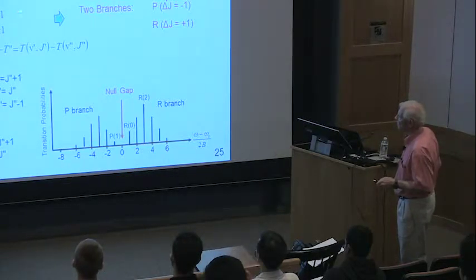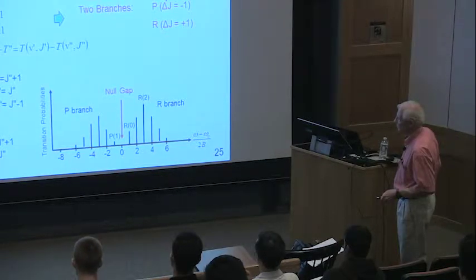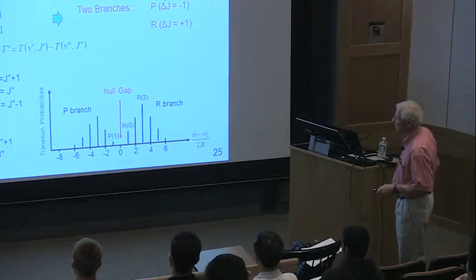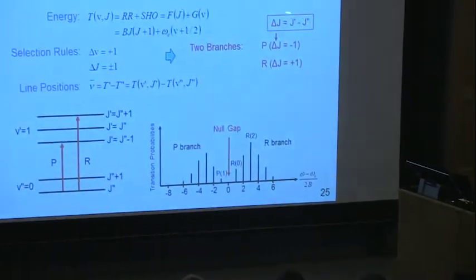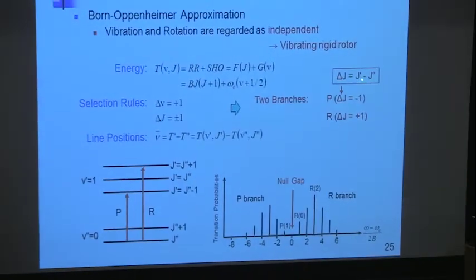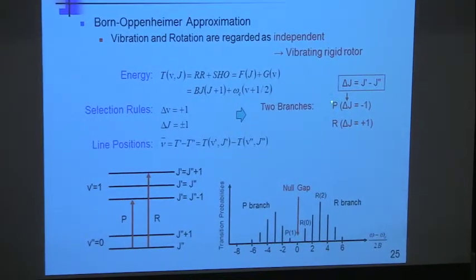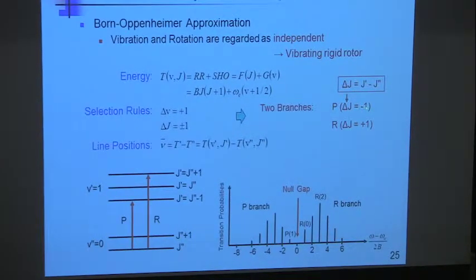Here are our selection rules, and that means that when we have a transition from this state here, V of 0 to J, you can either go plus 1 or minus 1. And here's the notation again. The notation for delta J is J upper minus J lower. It's P when delta J is minus 1, and it's R when delta J is plus 1. So there are two possibilities. Notice that the R arrow is longer, higher energy, higher frequency.